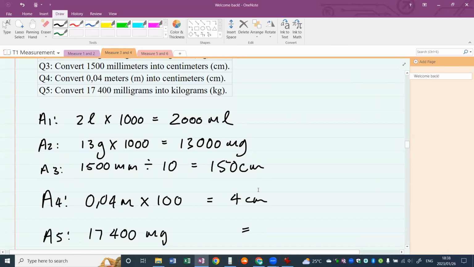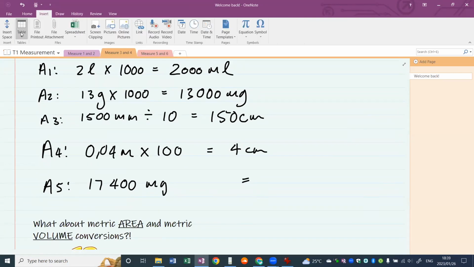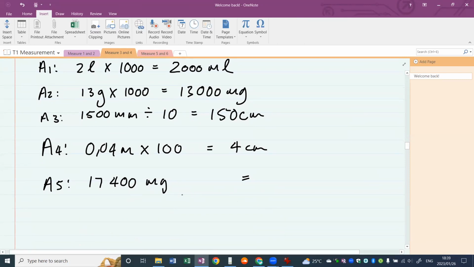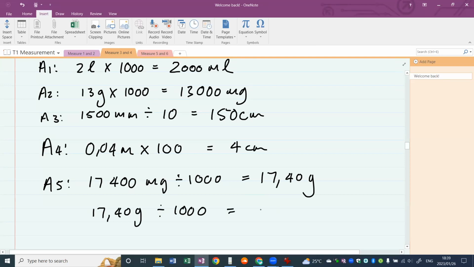Okay, last one. 17,400 milligrams to kilograms. That's a double jump, so let's do 2 steps here. From milligrams to grams, we're going to divide by 1,000 to get to grams first. This is going to give us 17.4 grams. Divide that by 1,000, because I need my answer in kilograms. So that's going to be 0.0174 kilograms. Let's check that quickly.